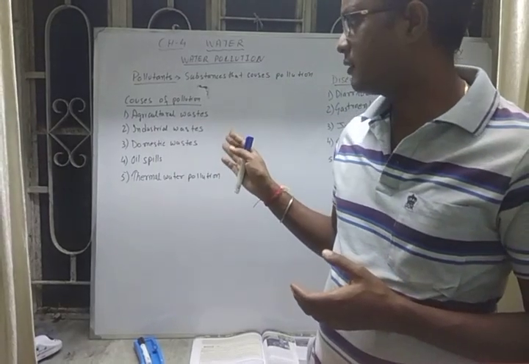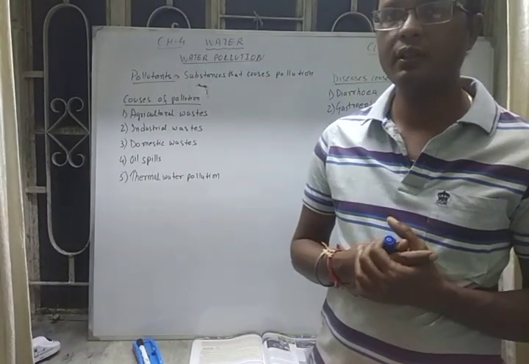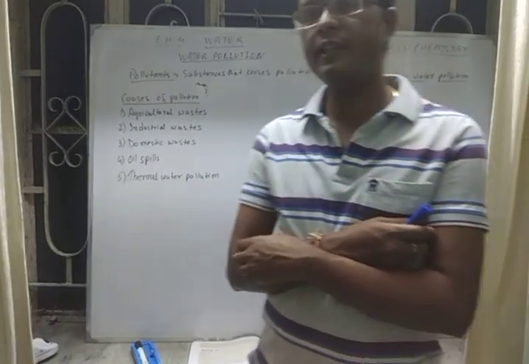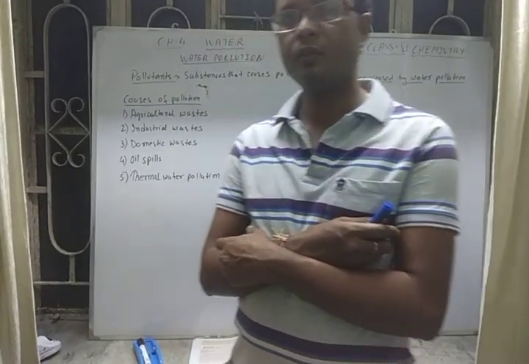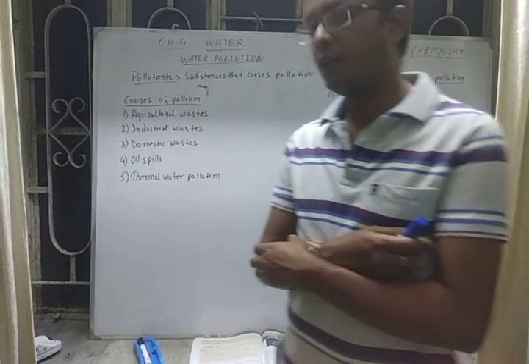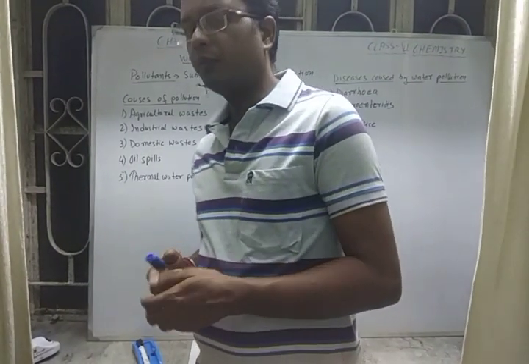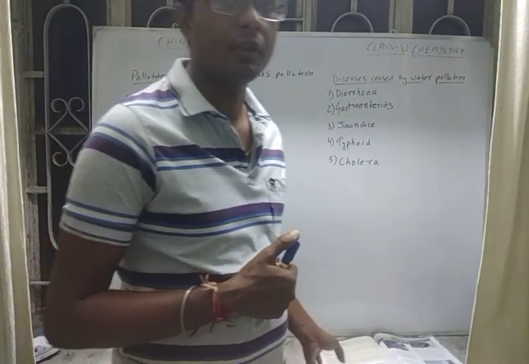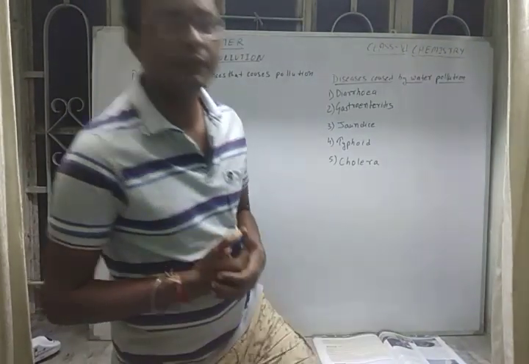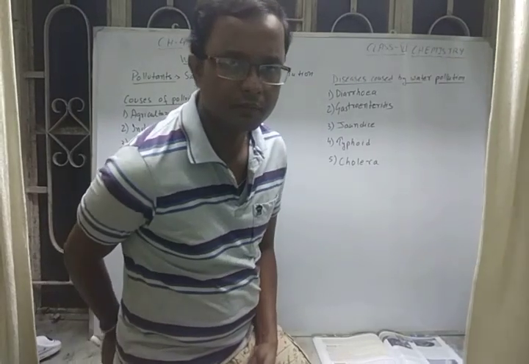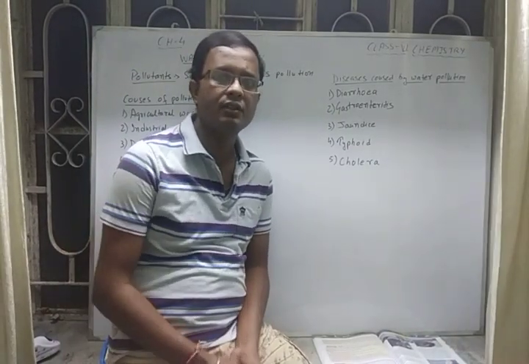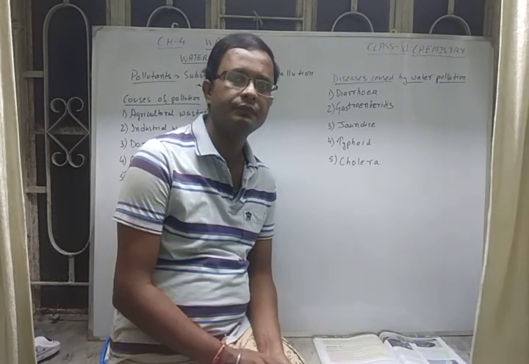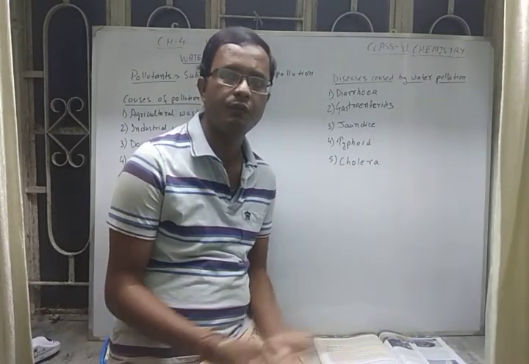So these are the main causes of water pollution: agricultural waste, industrial waste, domestic waste, oil spills, and thermal water pollution. Now we have seen the causes of water pollution, but what are the effects of this water pollution? The bad effects or ill effects, because polluted water is not good for us.